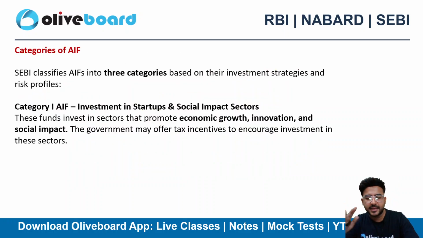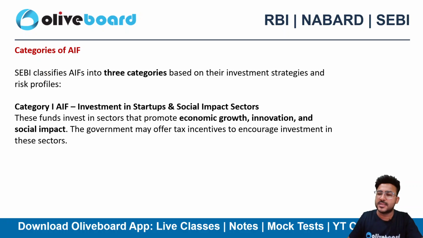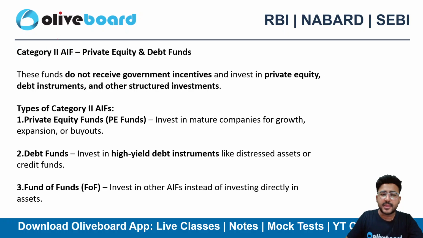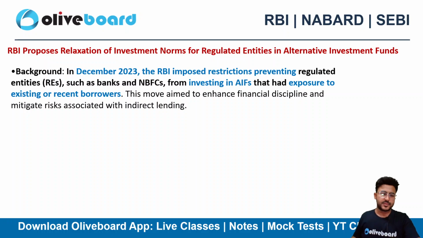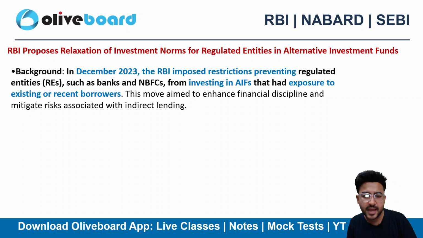Now there are 3 categories of AIF. You can study this concept later from the PDF by downloading it from our application, right? Category 1 AIF encompasses investment in startups and social impact sector. Category 2 AIF has private equity and debt funds, and category 3 AIF covers hedge funds and high risk investments, right? So these are basically the 3 categories of AIF.